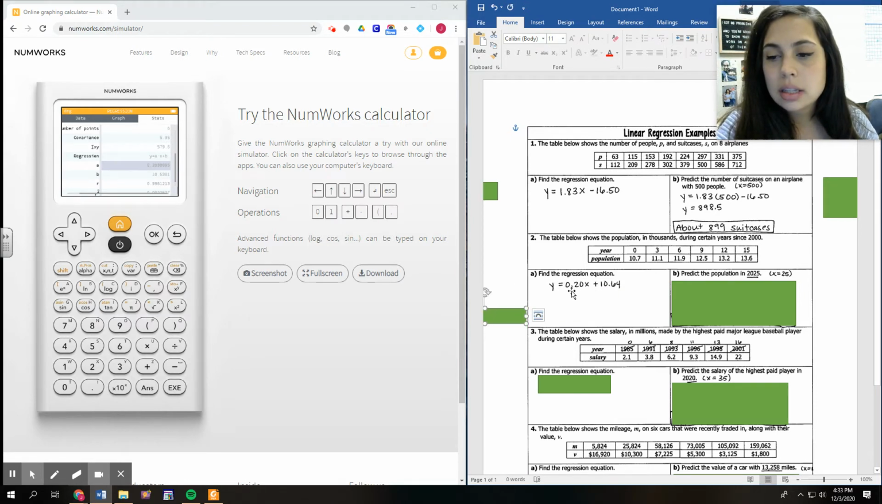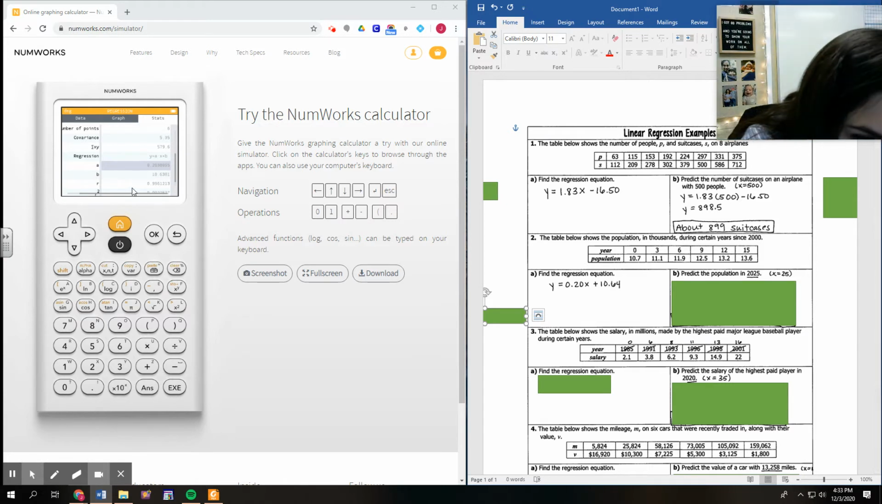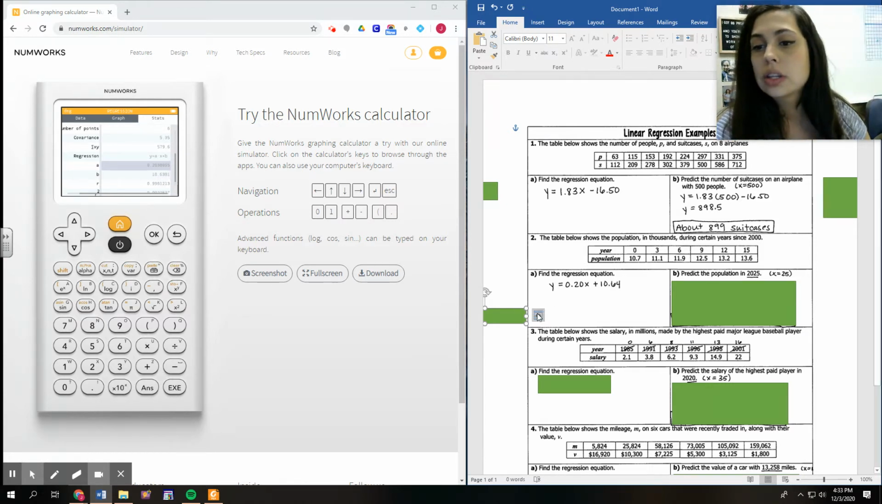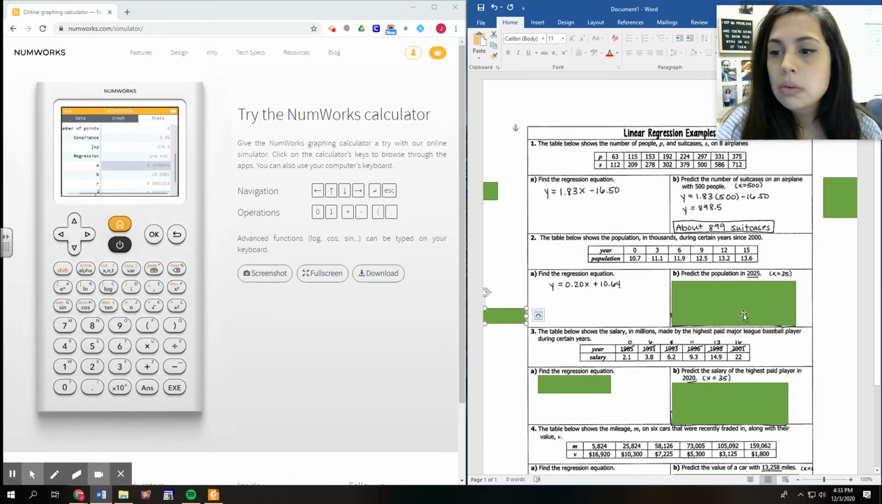0.20, which is the same, plus 10.64. Oh, that's a 10, 10.64. Perfect. So this matched exactly. So then we would use this equation here to predict the population in 2025.